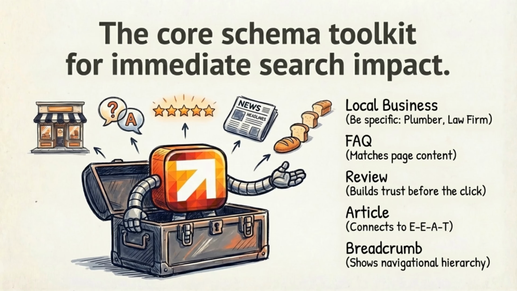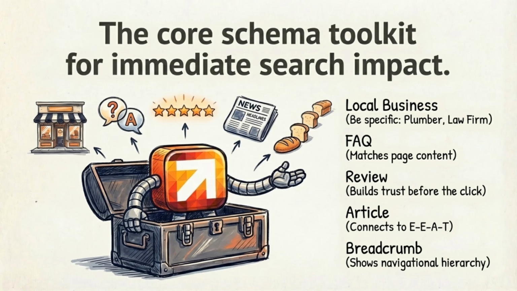Review or aggregate rating. Star ratings in search results. If you have legitimate customer reviews, surfacing them through schema is one of the fastest ways to improve click through rate. Users see 4.5 stars next to your results before they ever land on your page. That's a trust signal before the first click.